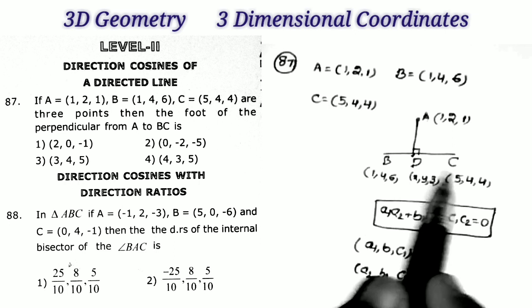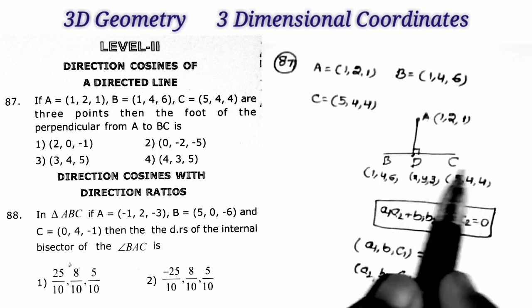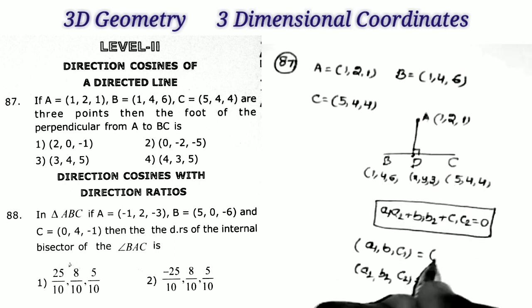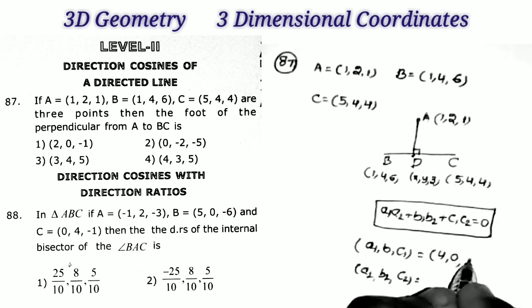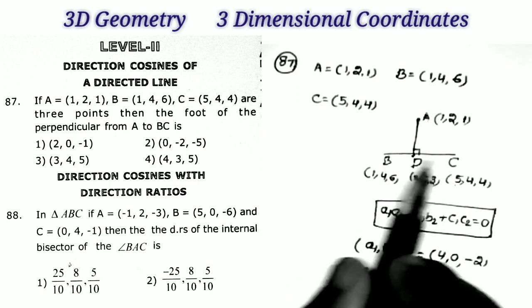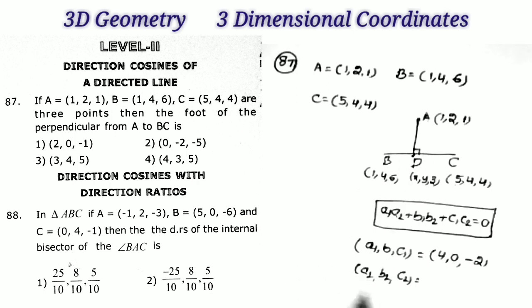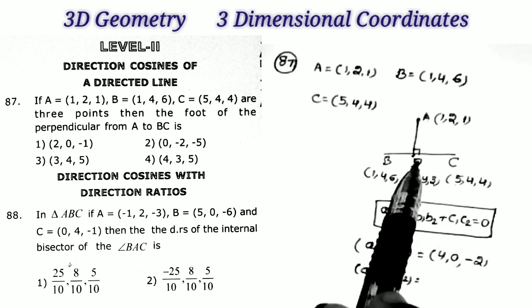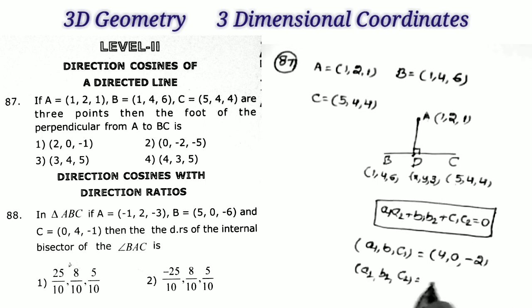What is the formula? x2 minus x1, y2 minus y1, z2 minus z1. 5 minus 1 is 4, 4 minus 4 is 0, 4 minus 6 is minus 2. These are the DRs of the line BC. Now what are a2, b2, c2? The DRs of the line AD. Again doing the same, x2 minus x1: x minus 1, y minus 2, z minus 1.